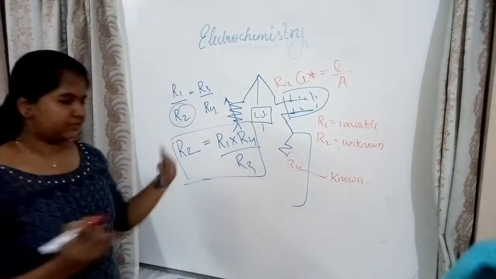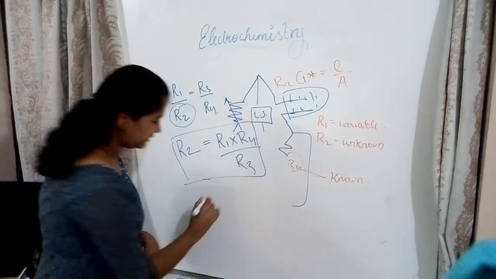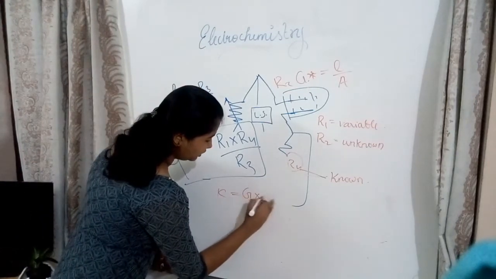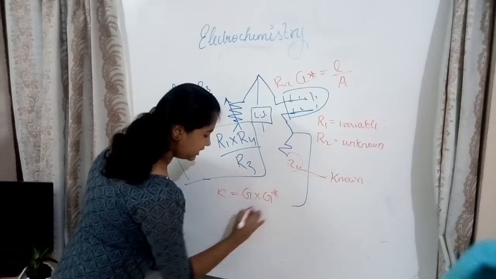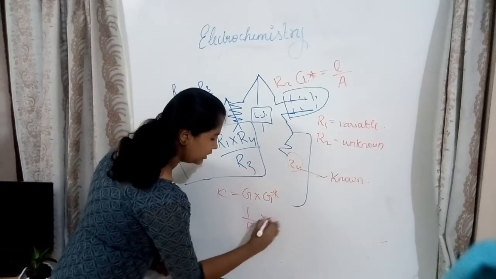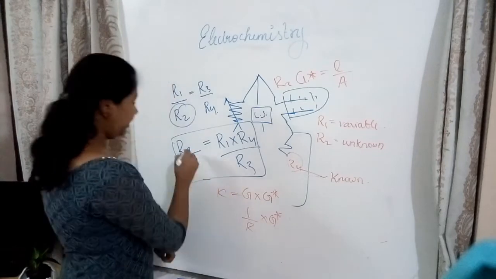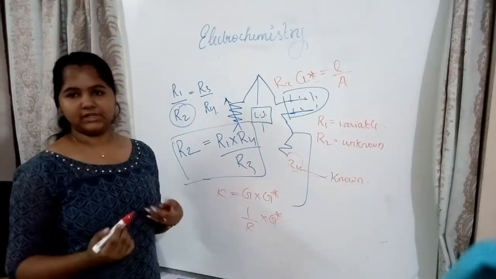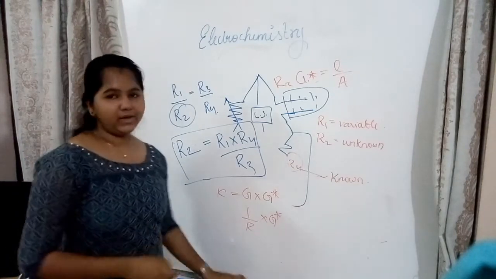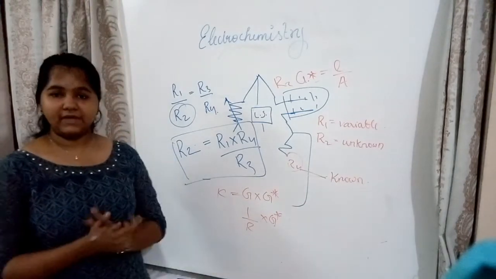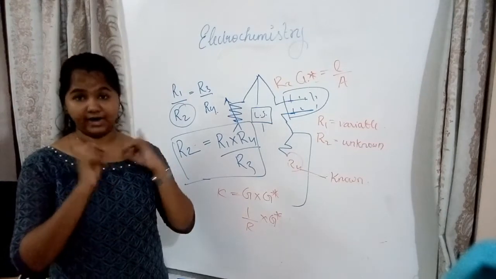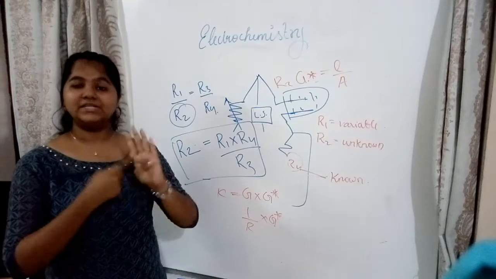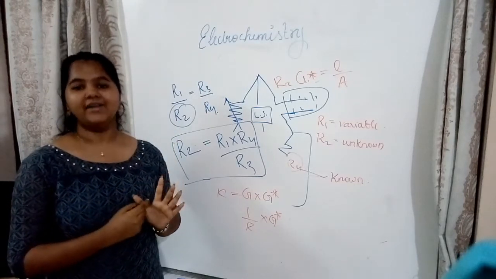If you find out both of them, then you can put that equation into practice. Kappa is equal to G into G star. We know G is 1 by R into G star. We got R, we got G star. Now equate it, and you can get the value of kappa. So now we discussed this. In the previous video I discussed resistance, resistivity, conductance and conductivity. Now we will discuss the fifth term, that is molar conductivity.